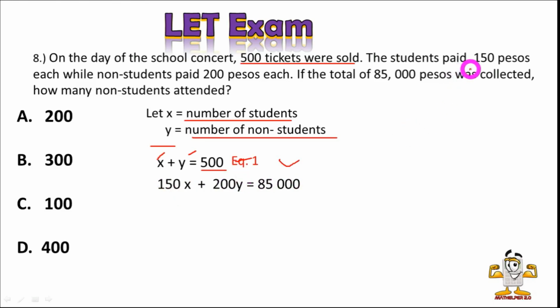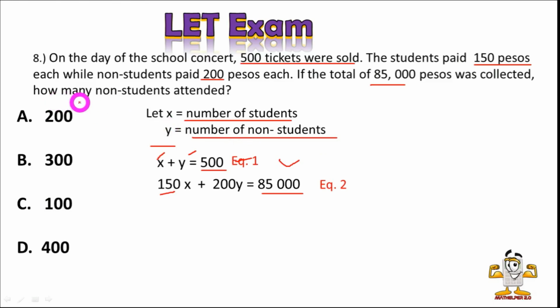Sabi rin sa ating problem is 150 pesos for students. So 150x plus the 200 pesos for non-students, plus 200y, which is collected at 85,000 pesos in all. So ito po yung equation 2 natin.